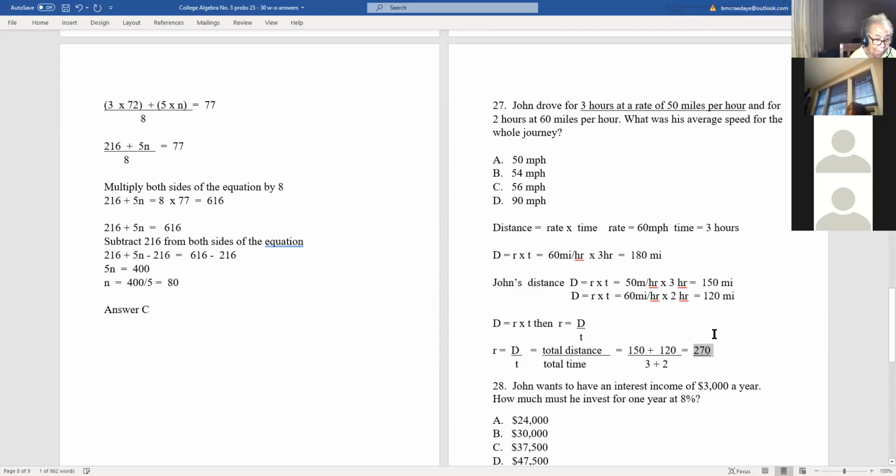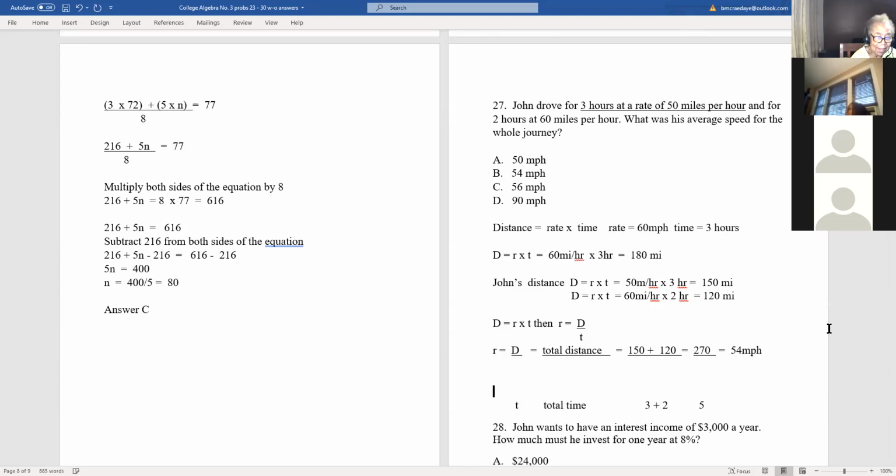270 over 5. And what did you get, Latoya? 54 miles per hour. That's right. So that would be equal to 54 mph. That's our rate. Miles per hour. And what answer is that? It's B as in boy.